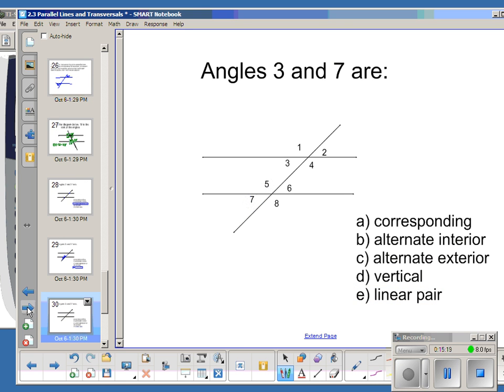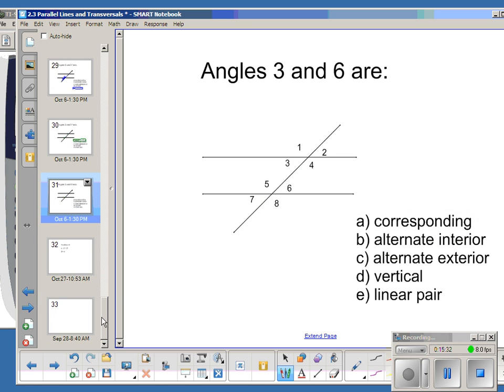And a couple more, angles 3 and 7. Angles 3 and 7 are congruent because they are corresponding. And lastly, angles 3 and 6. Take a look at angles 3 and 6 quickly and see what you can come up with. Angles 3 and 6 are on the inside of the parallel lines and on opposite sides of the transversal, so they are alternate interior angles.